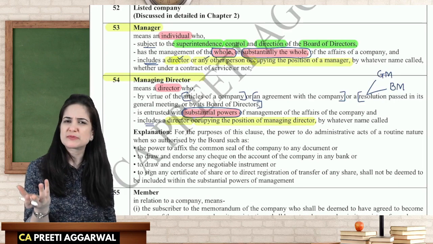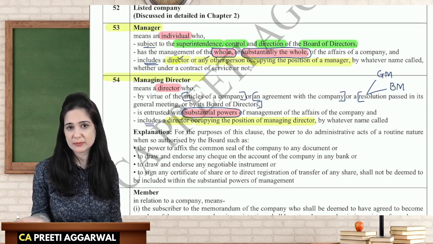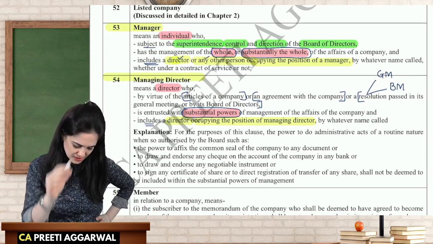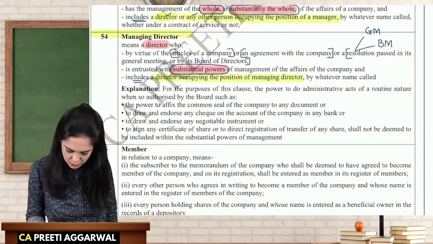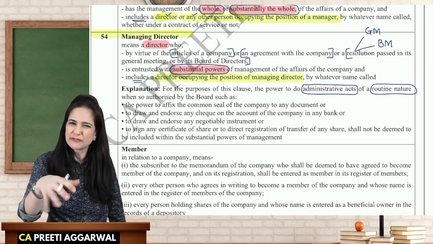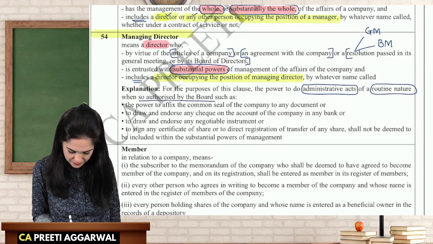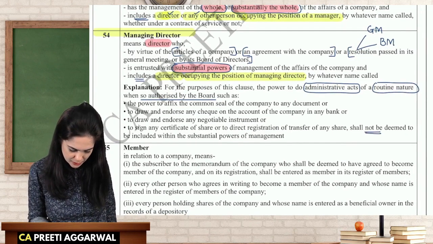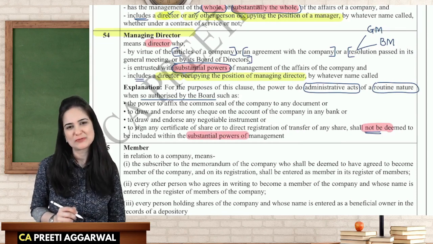What is the meaning of substantial power? Because the word is used, it is inevitable that we explain it. Otherwise, anybody will say this is substantial power. What is substantial power? For the purpose of this clause, the power to do administrative acts or acts of routine nature, when authorized by the board, will not be deemed, okay, the word "not" is important, it is not deemed to be substantial powers of management.